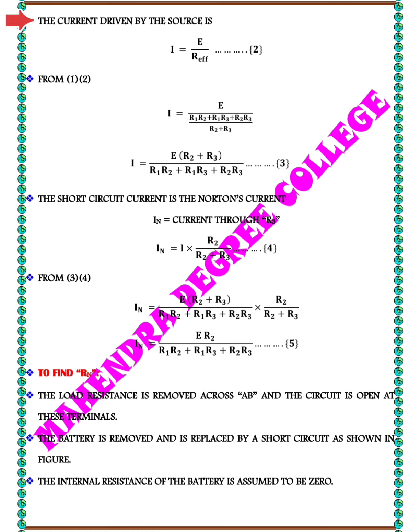The formula for the current driven by the source is I equals E by effective resistance. This is equation number 2, where I is the current, E is the voltage, and the effective resistance. We know the amount of current available from such a source is given by the ratio of the voltage across the voltage source to the resistance of the resistor.